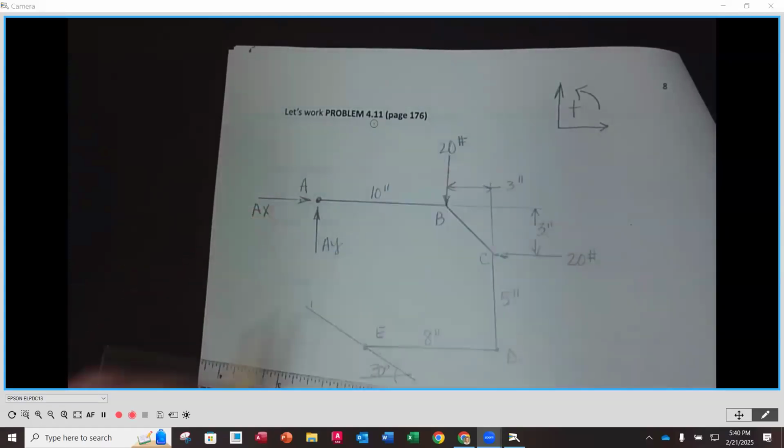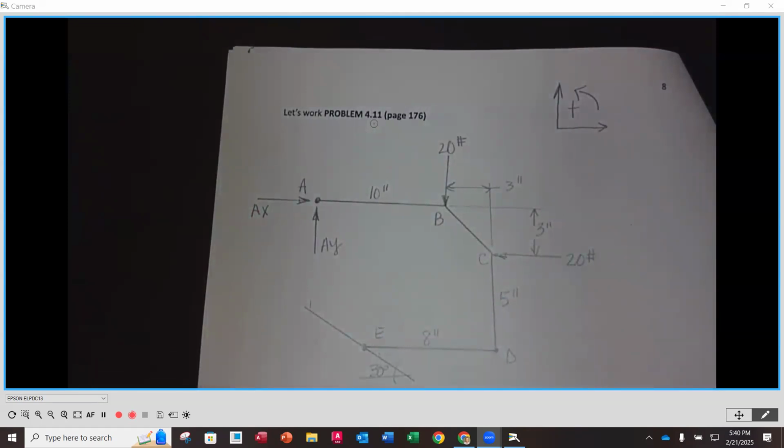As we had learned the last time we were together, we assume a direction. And then we are going to find out in our final answer if it ends up positive, if we assumed the right direction. If it doesn't end up positive and ends up negative, then we've got to make it right, and we just have to switch it around. But we are going to put it there. We know it's a pin, so it has an X and a Y reaction. And we're just going to assume a couple directions.